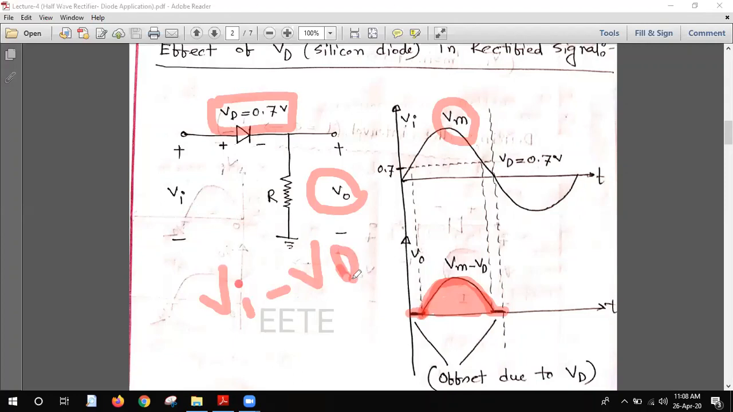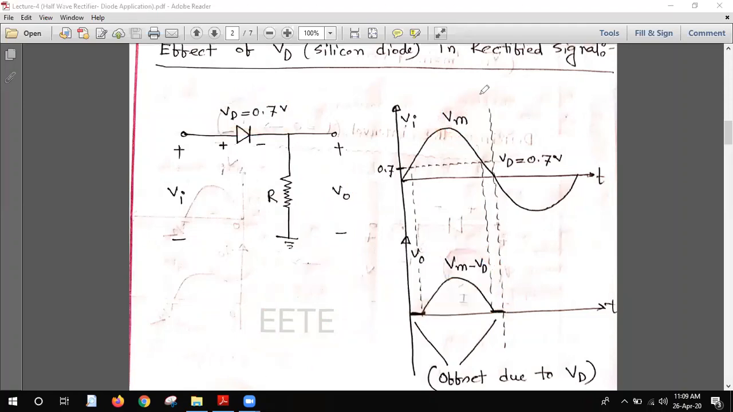Vi minus Vd. In the positive cycle, we know the top voltage is the peak voltage Vm, so it will be Vm minus Vd. That's why you can see Vm minus Vd here. This is the effect of the silicon diode, or the barrier potential, in the rectifier circuit. So this comes to an end for the positive cycle.